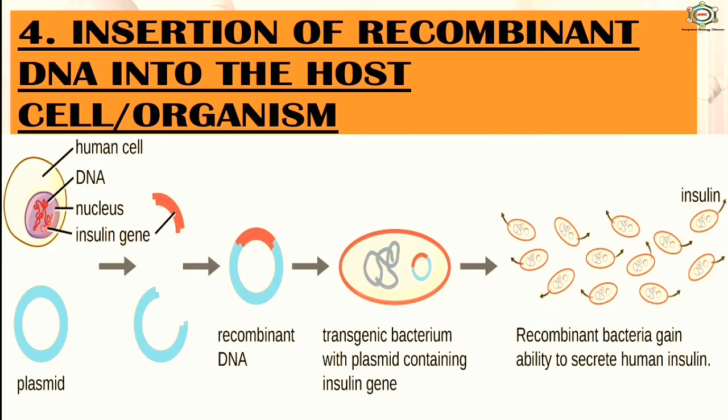So here you can see the process of insertion: a plasmid and a human cell, then recombinant DNA formation, then the transgenic bacterium with a plasmid containing the insulin gene. The recombinant bacteria gain the ability to secrete human insulin. This is the main process of recombinant DNA formation, showing how a vector DNA and the foreign DNA are introduced and form a new recombinant DNA.